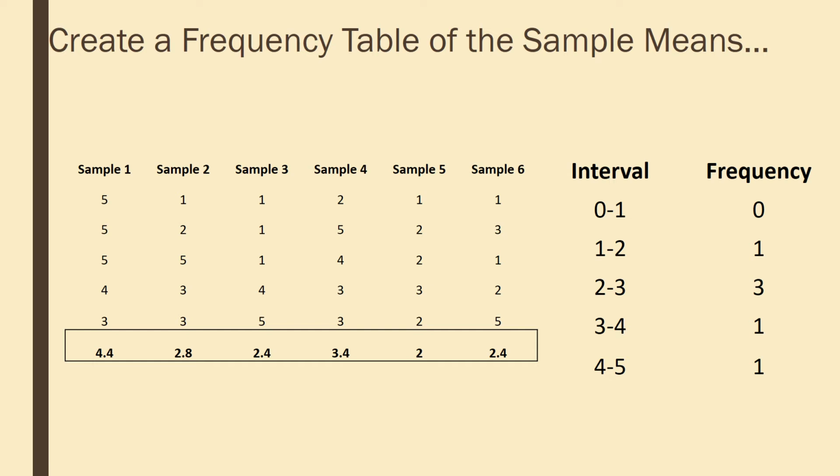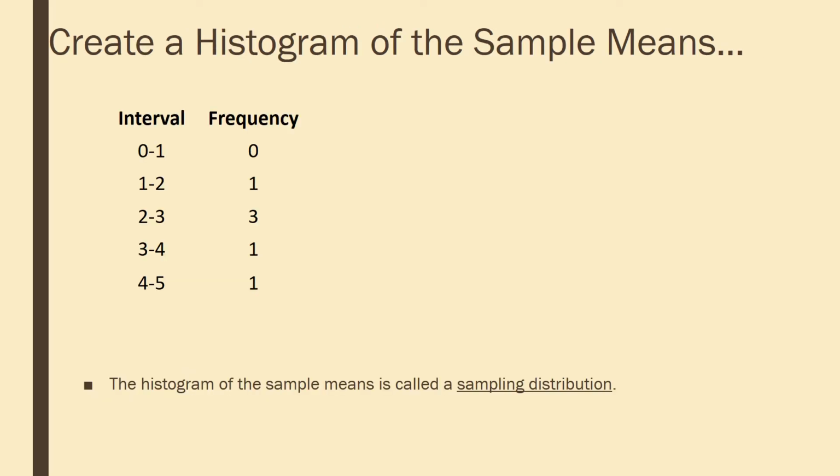After we make a frequency table, we're going to make a histogram of these sample means. The histogram of the sample means is called a sampling distribution, and you should know what this term is. A sampling distribution is a histogram of the sample means, or a distribution of sample means.